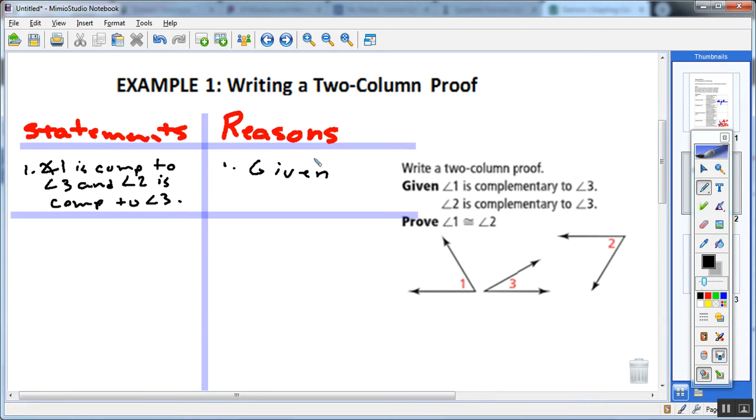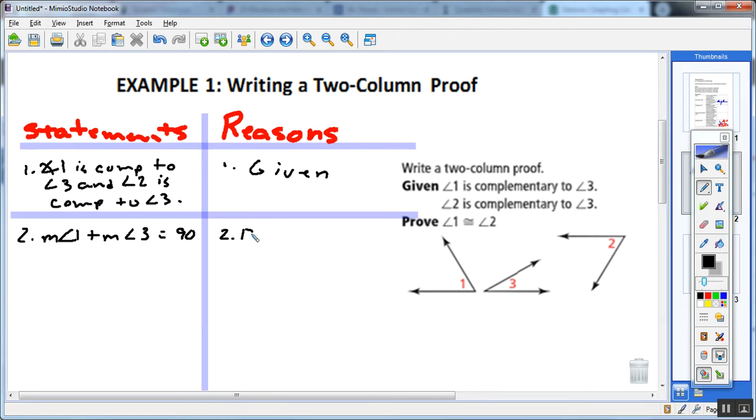What does it mean if angles are complementary, kids? They add up to 90 degrees. Okay, so let's talk about angle 1 being complementary with angle 3. By definition of complementary angles, this means the measure of angle 1 plus the measure of angle 3 would equal how many degrees, kids? 90, and how do we know that? That's just the definition of what?